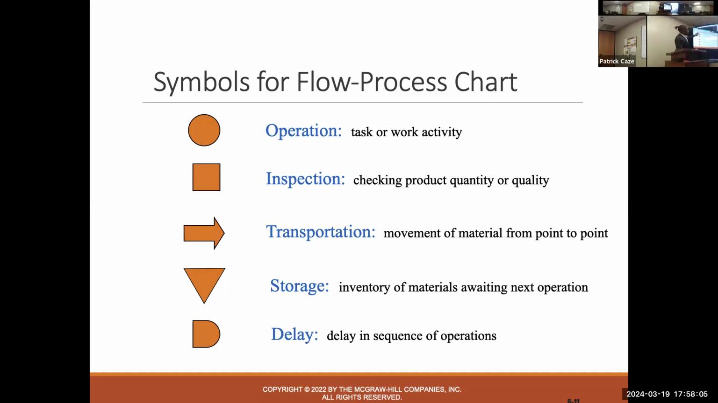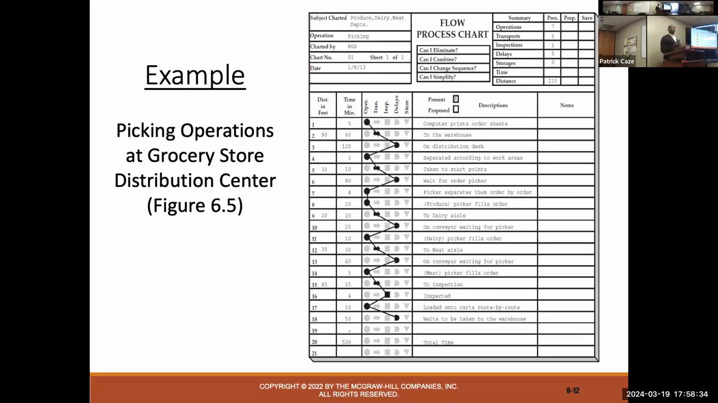Here we're actually saying, what phase is it in? If we have a product or service, what phase are we in, and who does it belong to? That's really what it's telling you here. So operation is the circle, inspection is the square, and the arrows are transportation, flow, movement. The triangle is storage, and D is delay, which you can remember because it looks like a D. We put all those things together, and here's an example of a flow sheet.